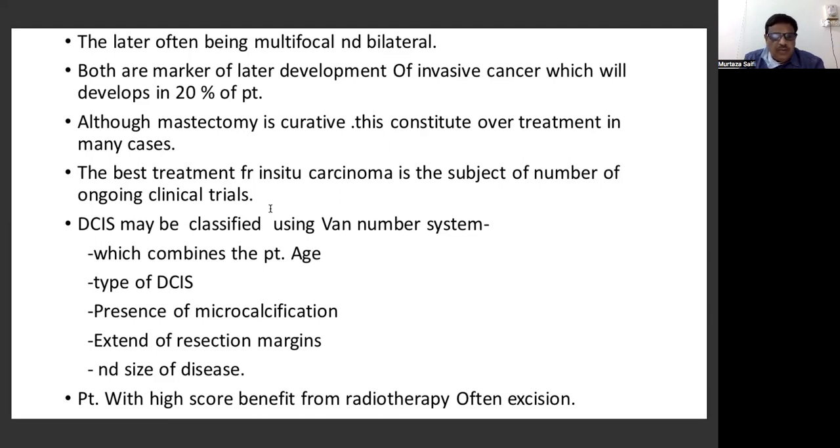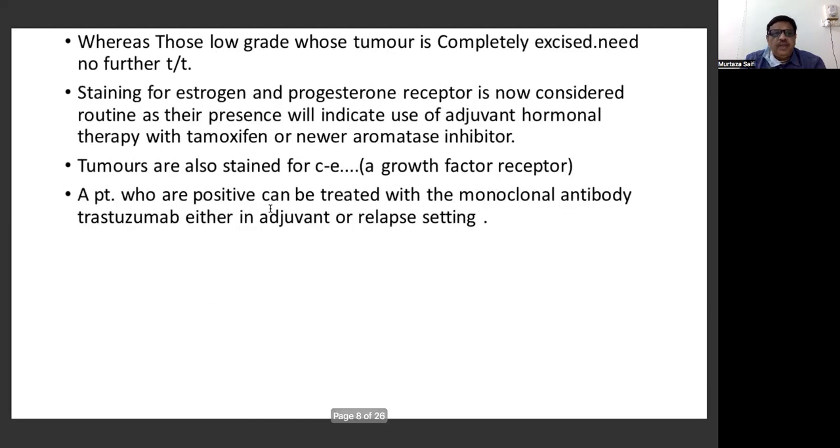Patients with a high score benefit from radiotherapy upon excision, whereas for those with low grade tumor that is completely excised, no further treatment is required. Staining for estrogen and progesterone receptor is now routine, as their presence will indicate use of adjuvant hormonal therapy with tamoxifen or newer aromatase inhibitors. Tumors are also stained for growth factor receptor. Patients who are positive can be treated with monoclonal antibody, that is trastuzumab, either in adjuvant or palliative setting.